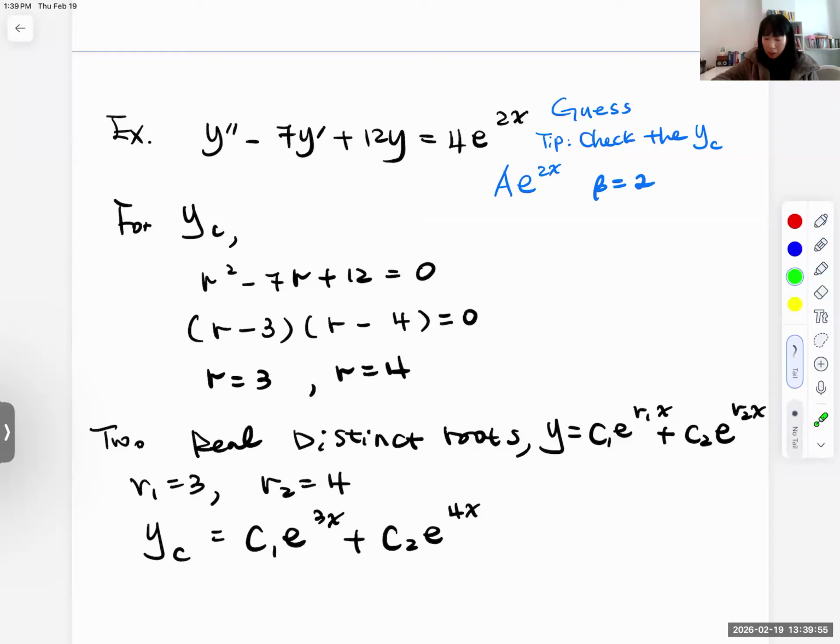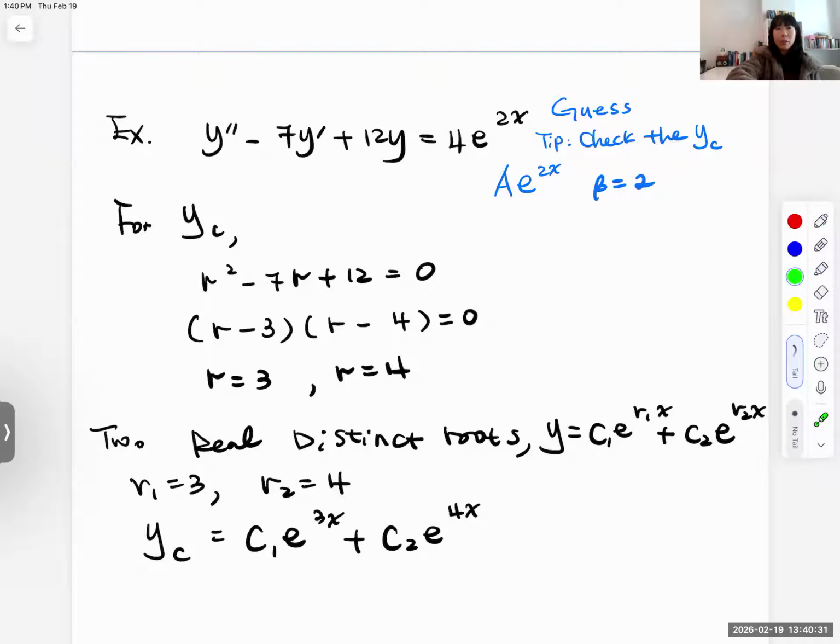Look, the solution includes e to the 3x. The solution includes e to the 4x. But then on the right-hand side, we have e to the 2x. That's why we could use e to the 2x. Otherwise, we cannot use that. Okay, second example like this. So let us do just a simple one like that first. Then I'm going to explain that to you later, okay?